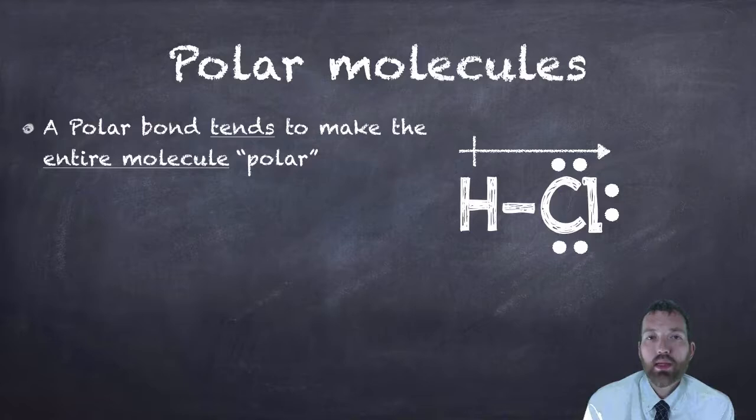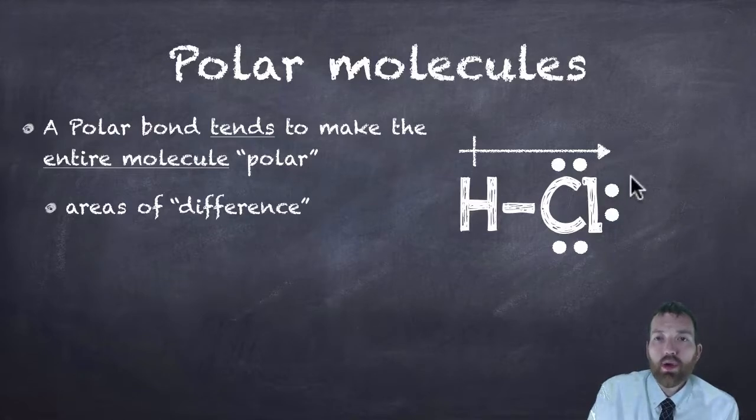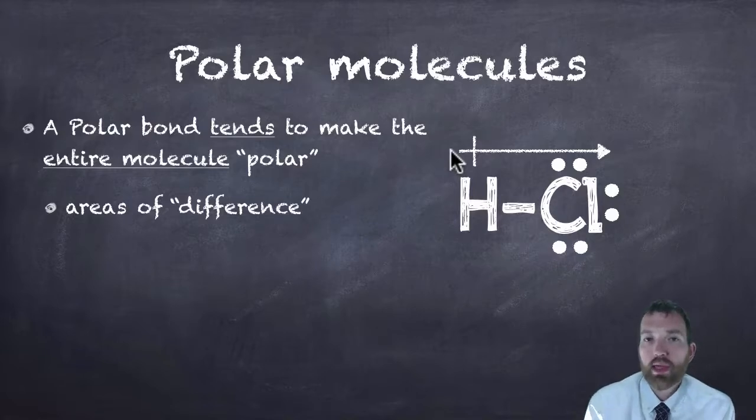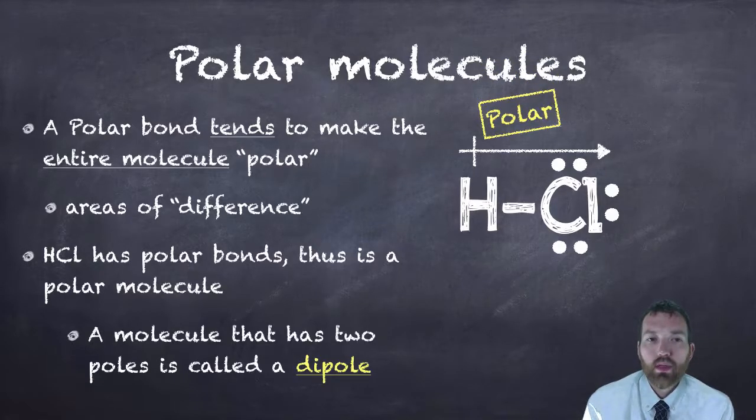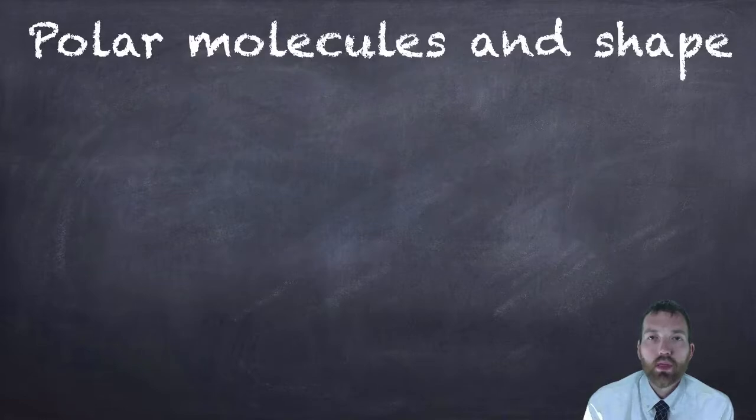So a polar bond tends to make the entire molecule polar because you have an area of difference. This side of the molecule is slightly negative and this side of the molecule is slightly positive. So in other words, we have poles. We have a negative pole and a positive pole. So HCl has polar bonds, therefore it is a polar molecule. So a molecule that has two poles, a negative pole and a positive pole, is called a dipole.